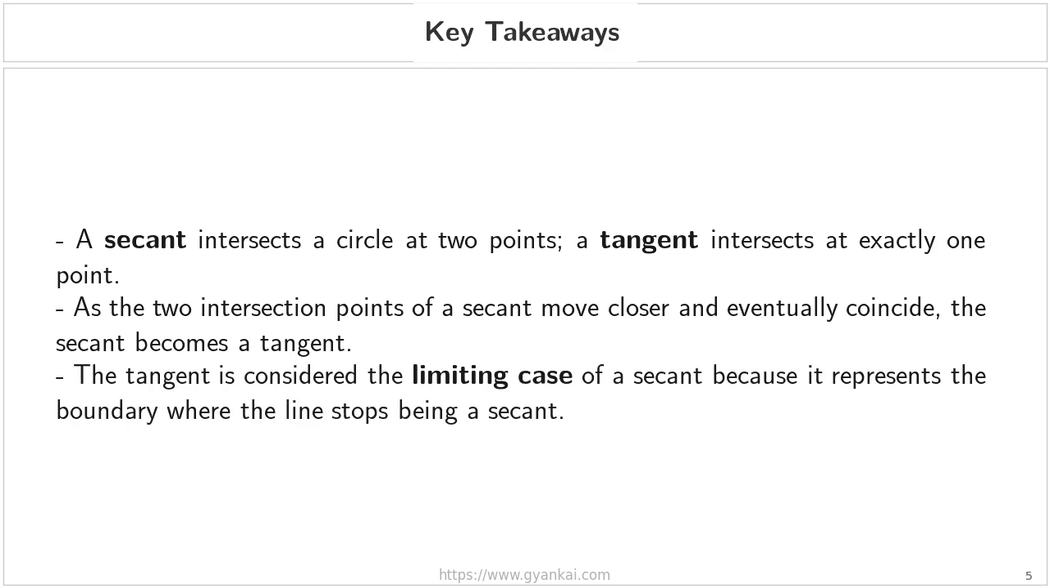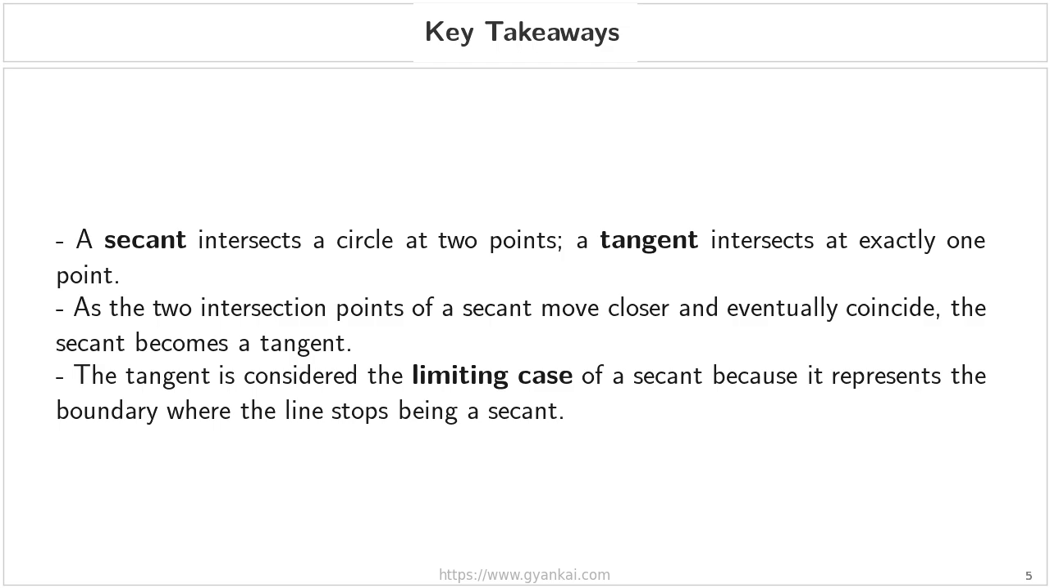Finally, this brings us to that crucial term, the limiting case. We call the tangent the limiting case of a secant because it represents the precise boundary or the final state of that movement. It is the exact moment where the line stops being a secant and begins to be a tangent.